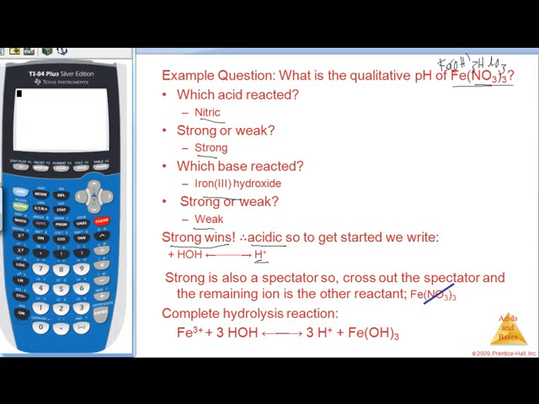So we write H plus being created from the HOH. Strong is also a spectator, okay? So the strong is the nitric, so we cross out the nitrate, right? Here we have the nitrate, we cross that out. And we're left with the iron plus 3 and hydroxides, and if we get it all balanced, we're going to make 3 hydrogens and iron 3 hydroxide.